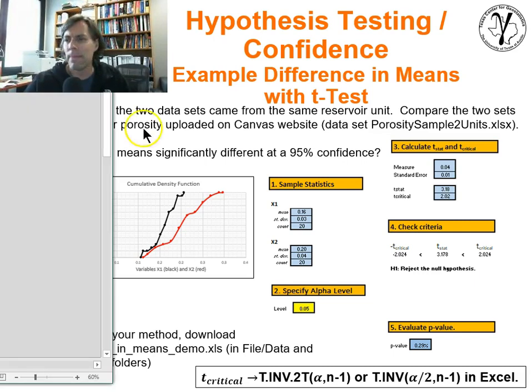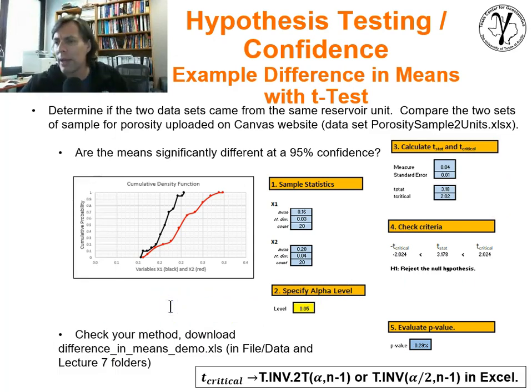Then I went ahead and calculated my t-statistic and my t-critical. To do that, I took the measure divided by the standard error. I've broken that up here so you can see the different parts of it. I calculated the t-statistic directly from that, and the t-critical from just taking the inverse of the student t-distribution.